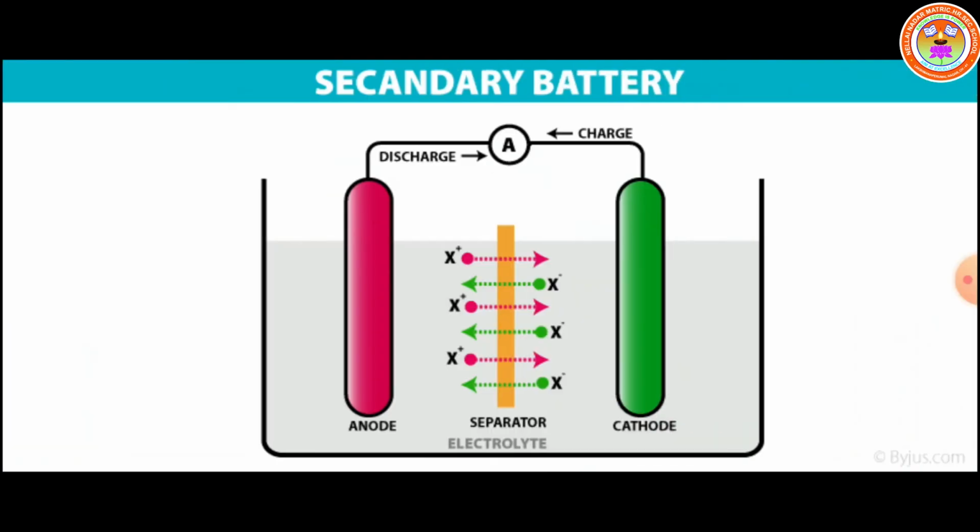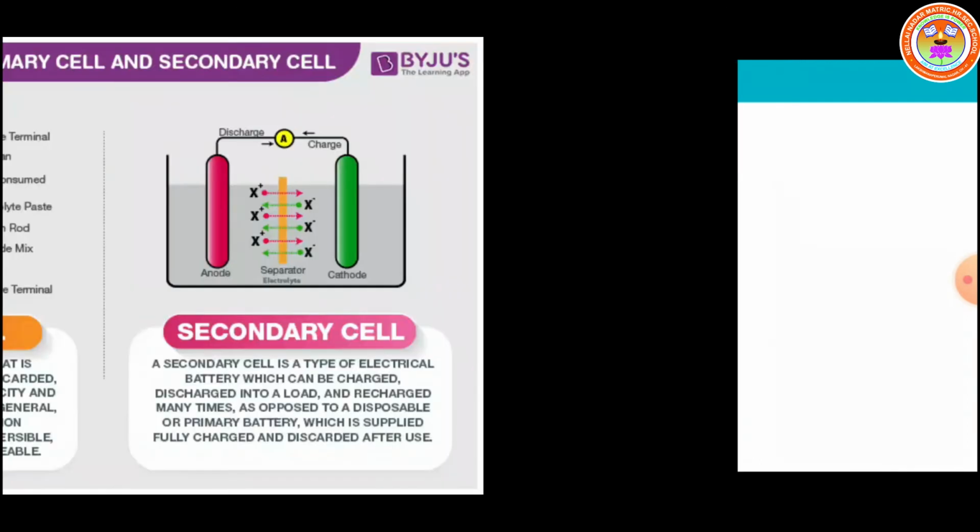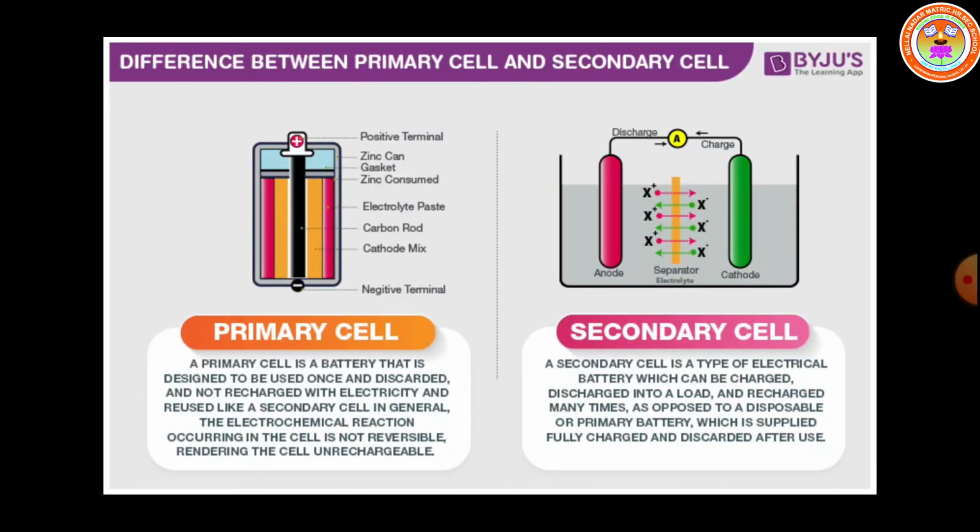Examples for the secondary cells, which I told you just now. Once again we can discuss. Secondary cells are used in mobile phones, laptops, emergency lamps and vehicle batteries. Have you understood, students? What is the difference between primary cells and secondary cells? Primary cells cannot be used again. Secondary cells can be reused, that you know well.